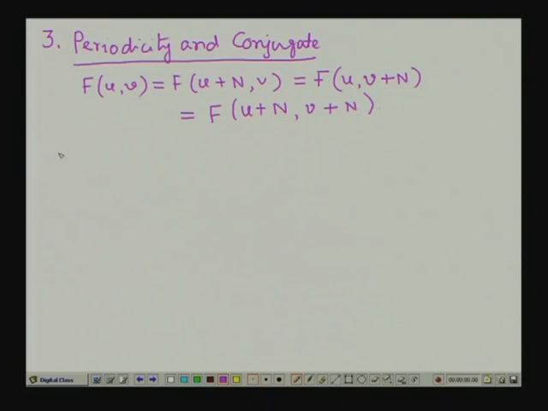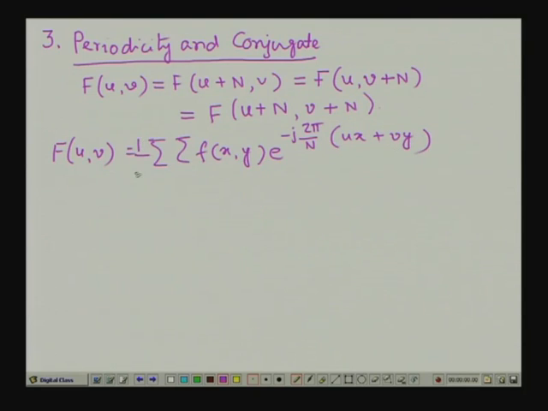Now, let us see how we can derive or prove this particular property. You have seen the Fourier transformation expression, as we have discussed many times: F(u,v) is equal to the double summation of f(x,y) e to the power minus j 2 pi by capital N (ux + vy). Of course, we have the scaling factor 1 upon capital N, where both x and y vary from 0 to capital N minus 1.